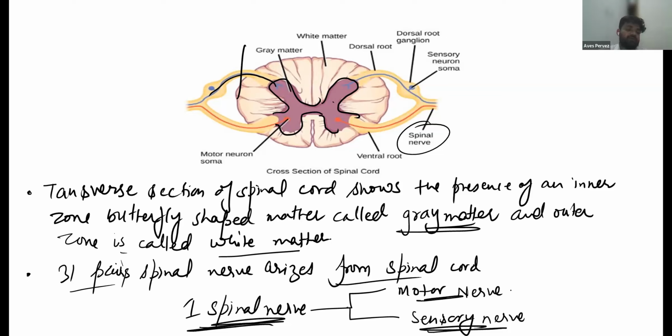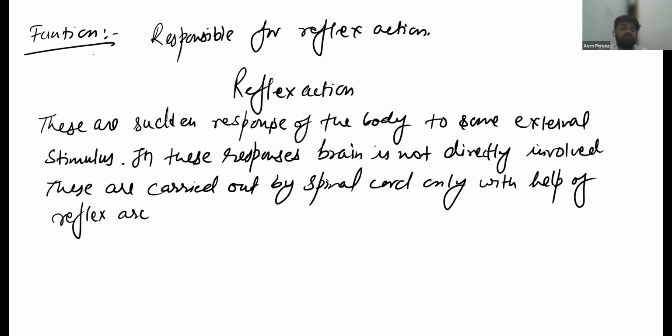Okay. For the next class, please write down the next class topic, which for biology will be the functions of the spinal cord. Write down the function of the spinal cord. Okay, note it down. The function of a spinal cord is that it is responsible for reflex action. It controls reflex action. Got it?